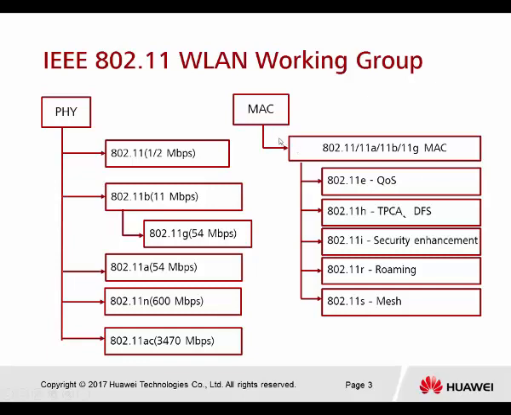So then for the MAC layer, they have 802.11e. This standard is used for QoS. 11h is used for TPC and DFS. I is mainly for security. R is for roaming and S is for mesh.